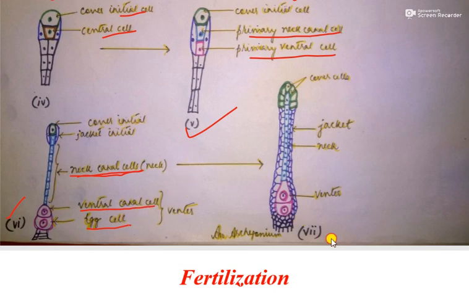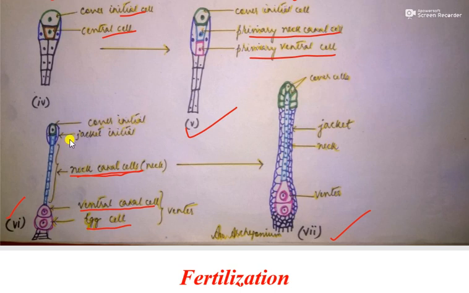Now let's move on to step number 7. What happens now? This cover initial cell which was present will divide to form about 8 cover cells. 1 2 3 4 5 6 7. So 7 to 8 cover cells will be formed by this cover initial. It will cover up the tip of the archegonium, and the remaining will be the same. The neck was already formed, and the ventral canal cell and egg cell comprising the venter are already formed.